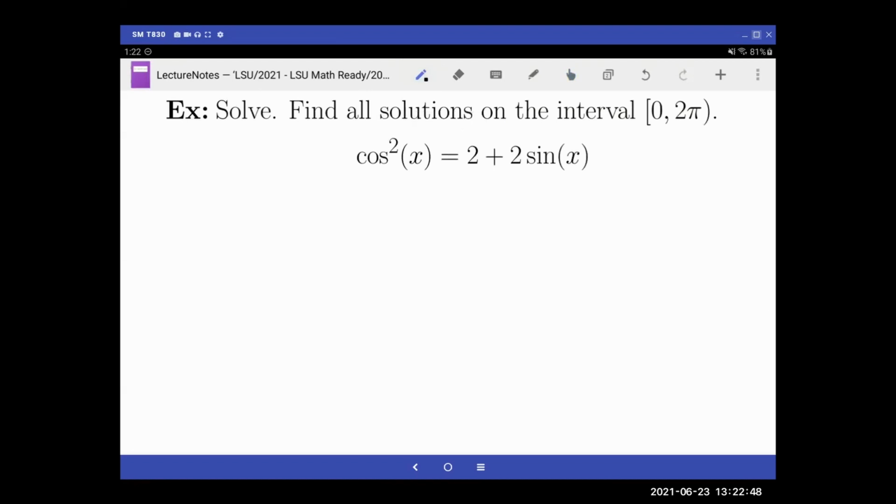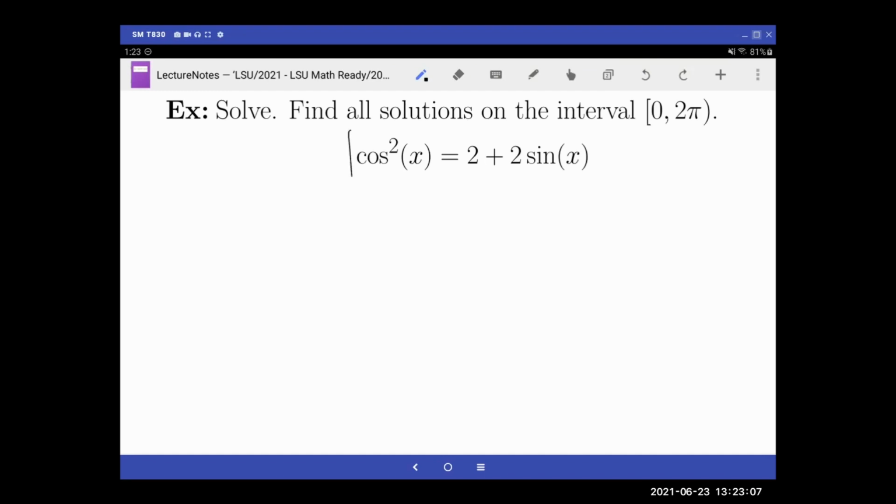All right, so the next few problems that we're going to do involve those identities we talked about earlier, okay? So here we have cosine squared x equals 2 plus 2 sine x. Notice we're told to just find the solutions between 0 and 2 pi. So we don't really have to worry about the k thing, okay? The 2 pi k, the extra rotations. So that's kind of nice.